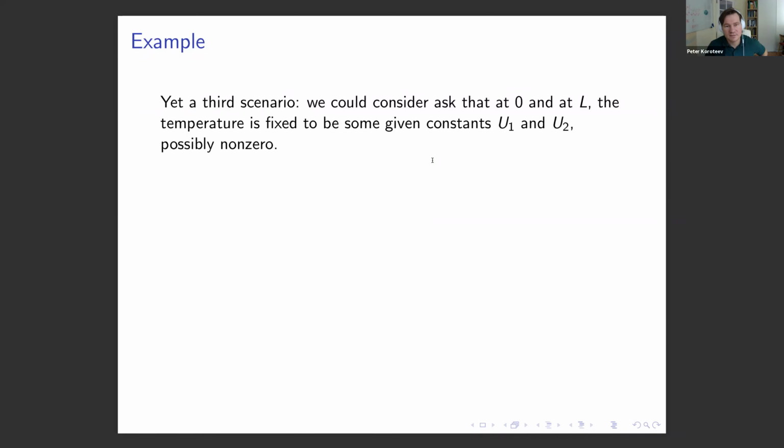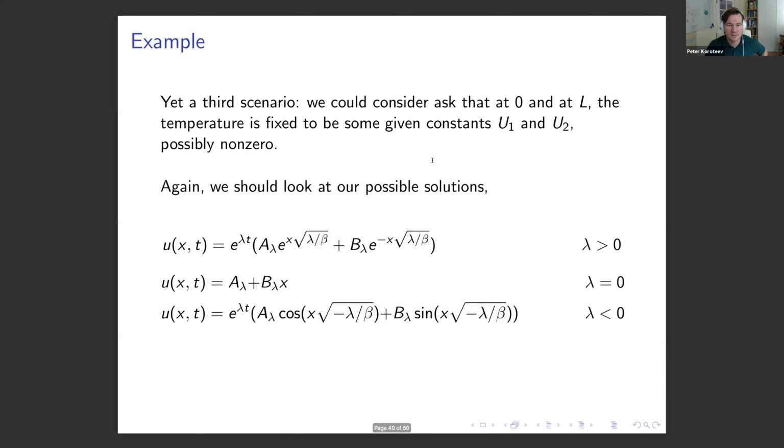And yet a third scenario: you could ask that at 0 and L, the temperature is fixed to some given constants, u1 and u2, possibly non-zero. And then again, you can ask yourself what the corresponding solutions will be. Perhaps in this case, you need to invoke some of the exponentials here, so not only sines and cosines, but also exponentials and linear functions. I'll leave it to you as an exercise.